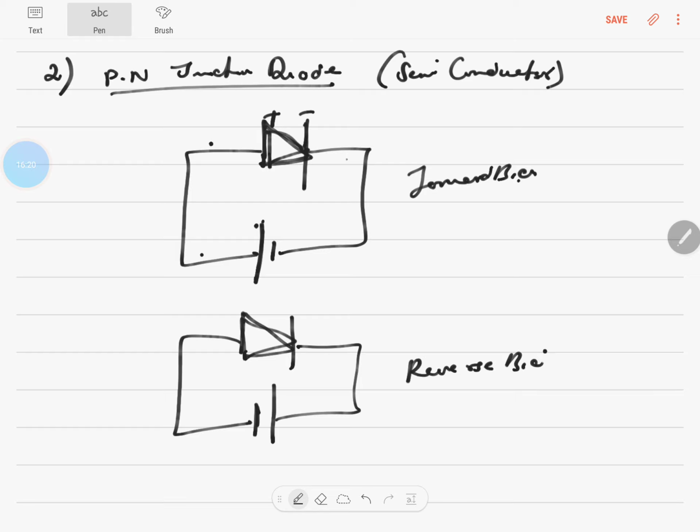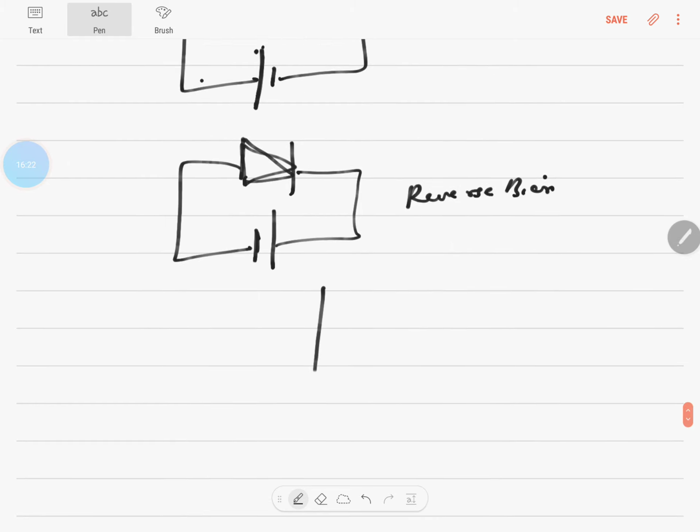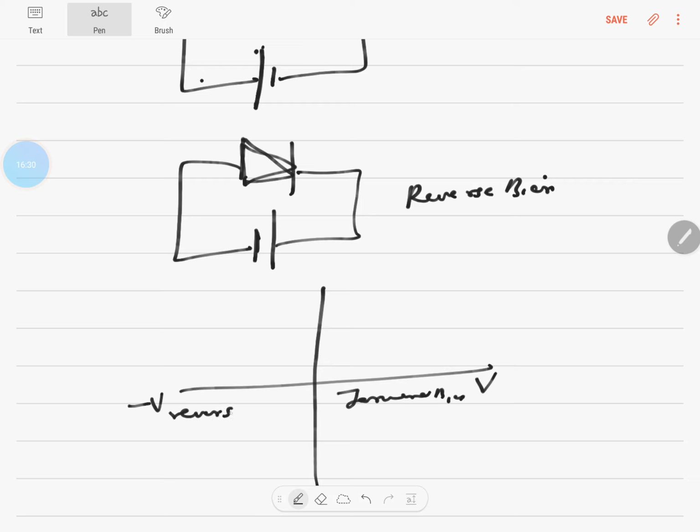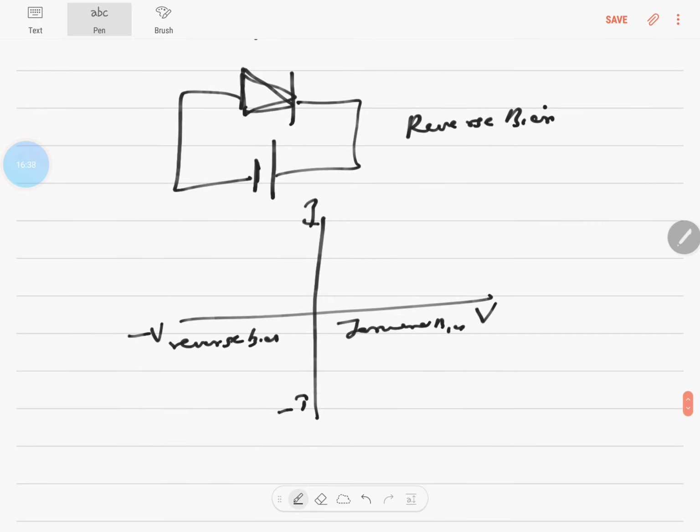For this, the graph will be: this is voltage, plus V and minus V. This is for forward bias, and this is for reverse bias, reverse voltage and forward voltage basically. And the current is I and minus I. The graph will go on like this, and here it will be very, very close to the x-axis. And at one point, it will start rising steeply.